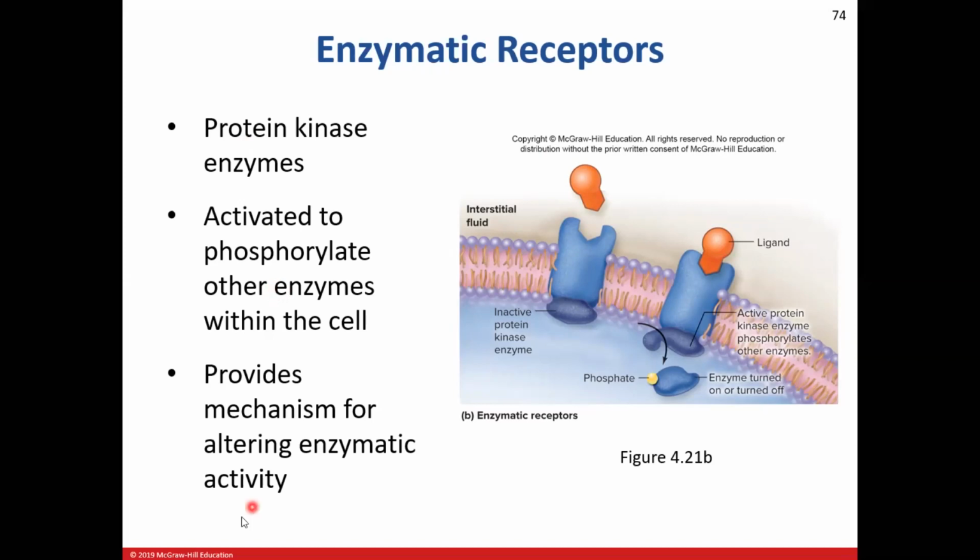So again, note we have the ligand come in, binds to the particular channel. You'll notice this inactive protein kinase enzyme at one side of it. Once the ligand binds to it, you'll notice that now we have an active protein kinase enzyme, and it's now actually able to phosphorylate other enzymes and actually allow other enzymes to be turned on or off, okay? So again, it's just a process of activating additional processes.